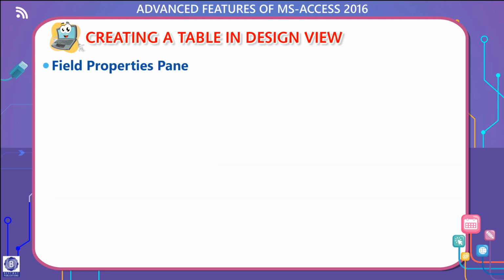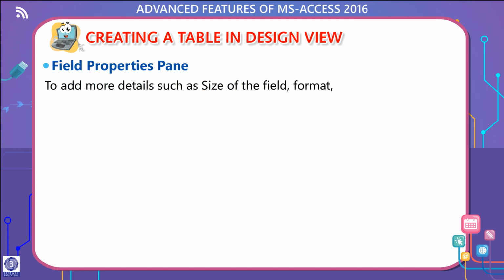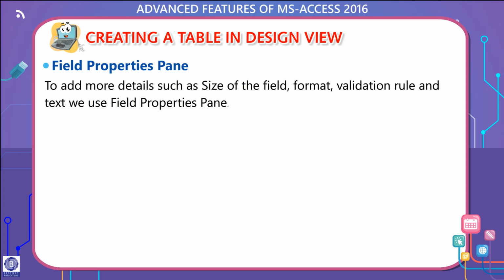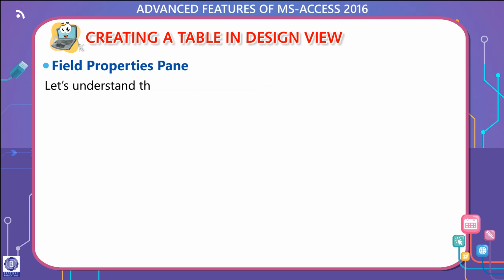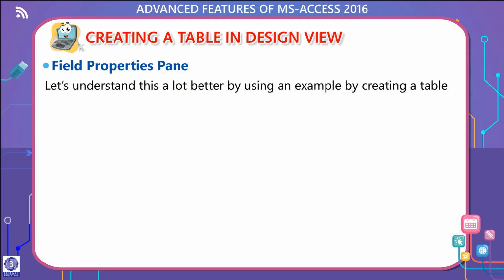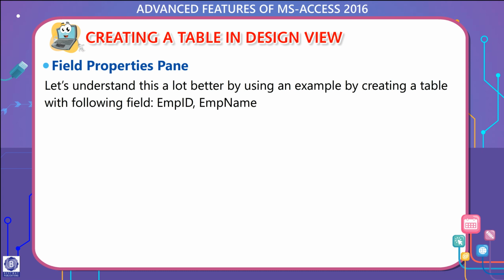Field Properties pane. To add more details, such as size of the field, format, validation rule, and text, we use the Field Properties pane. Let's understand this a lot better by using an example, creating a table with the following fields: EMP ID, EMP name, and EMP salary. Follow these steps to do so.